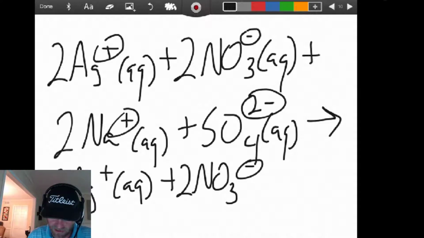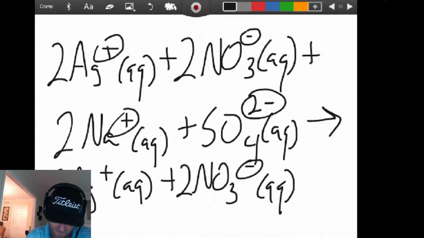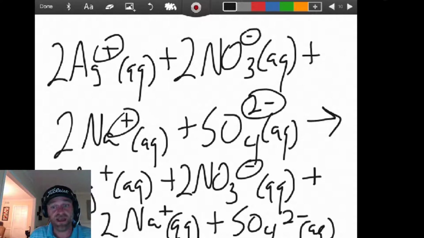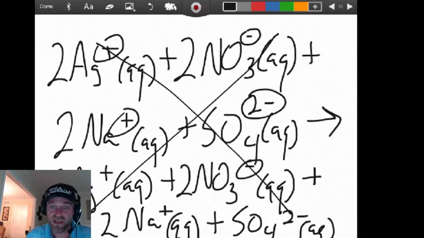And honestly, since there is no reaction, you wouldn't have to put all the 2's because I don't actually have to balance. But it is a good practice just to keep doing it. Plus 2Na AQ plus sulfate 2 minus AQ. Alright, so now if I go through and mark out all the things that are exactly the same, I'm going to end up marking out the whole page, and I'll put under net ionic equation, I'll say no reaction. Okay? So, that's good for that.